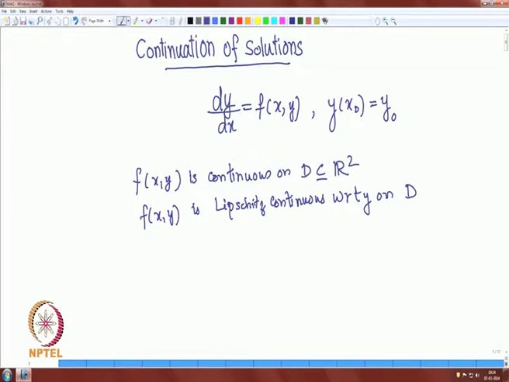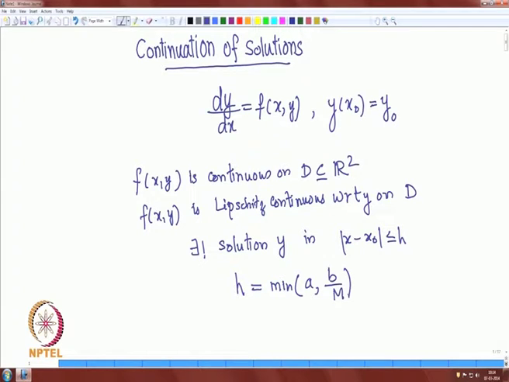then the existence and uniqueness theorem guarantees that there exists a solution. So, there exists a unique solution y in some interval |x minus x 0| less than or equal to h, where h is a small quantity defined by h is equal to minimum of a and b by m.